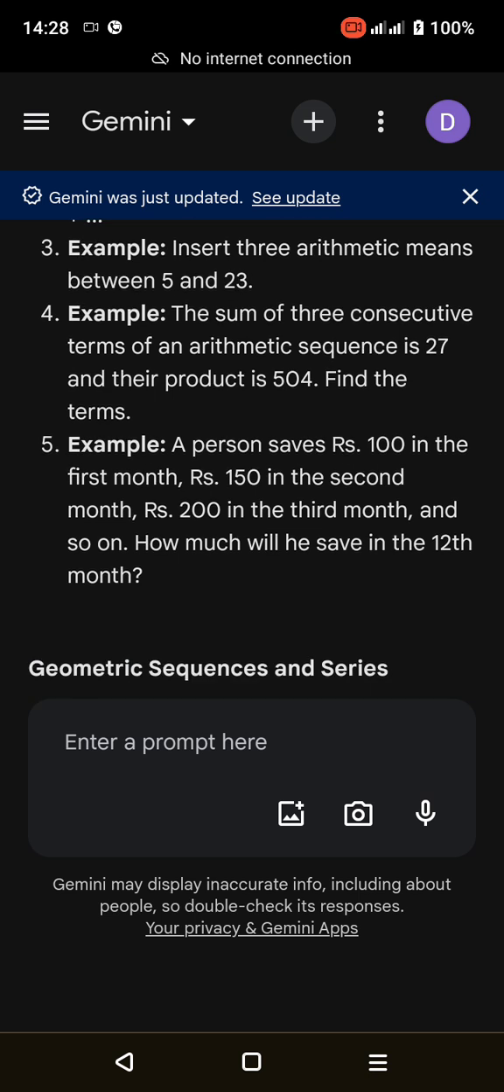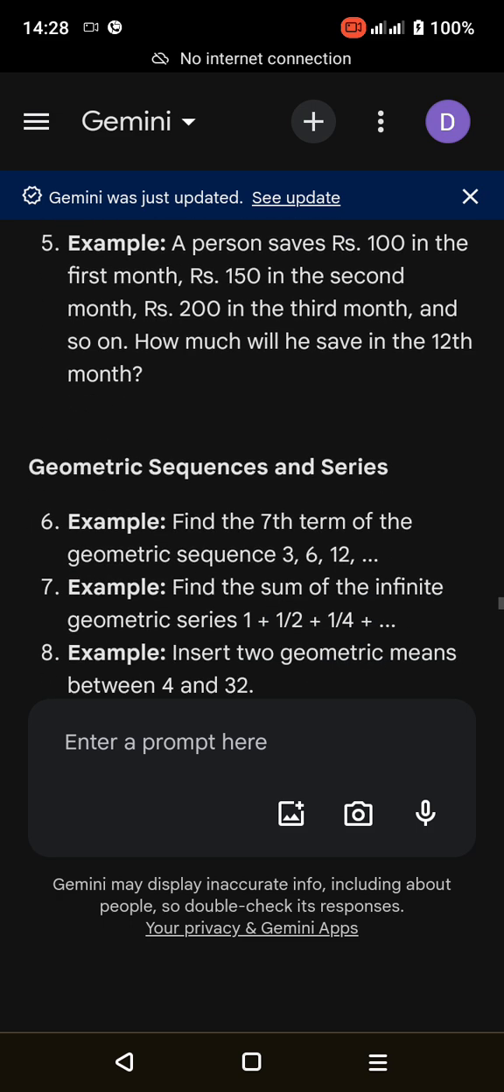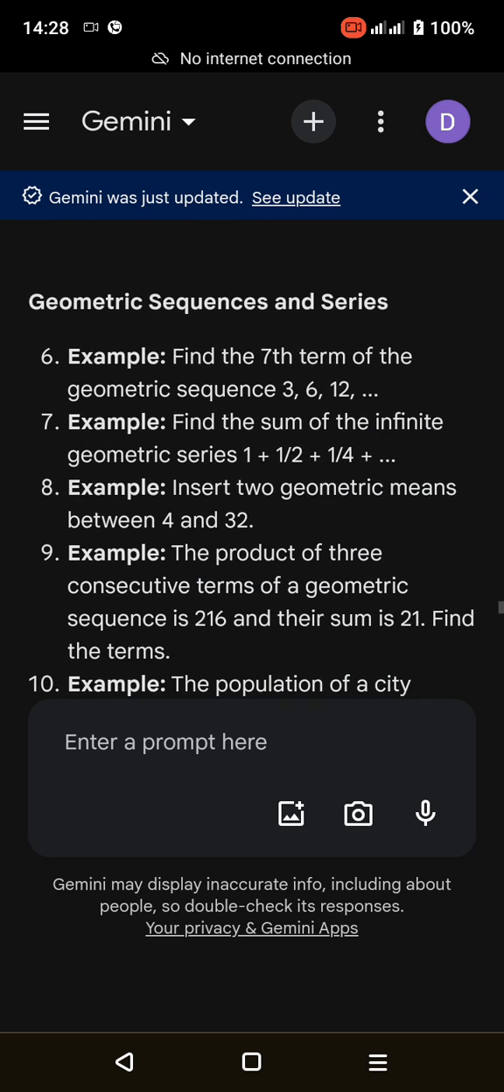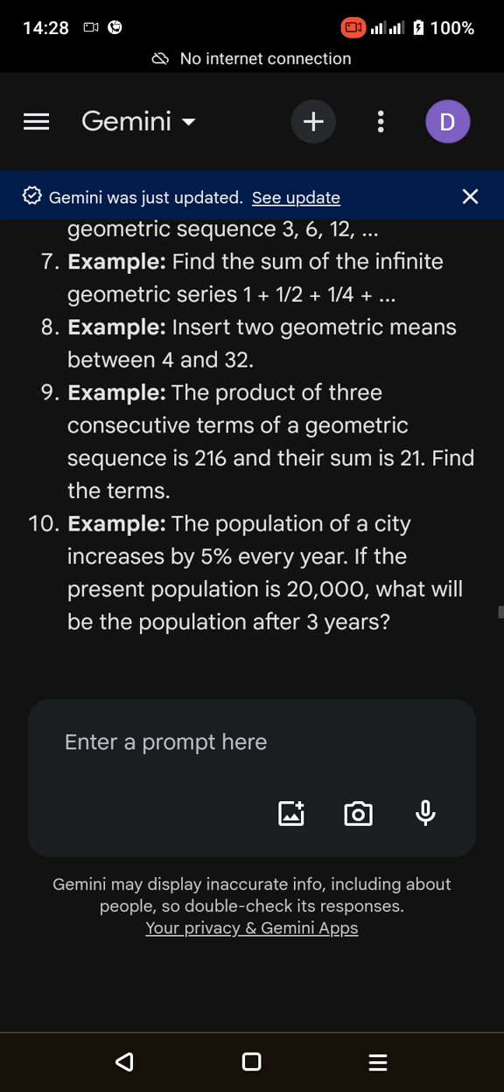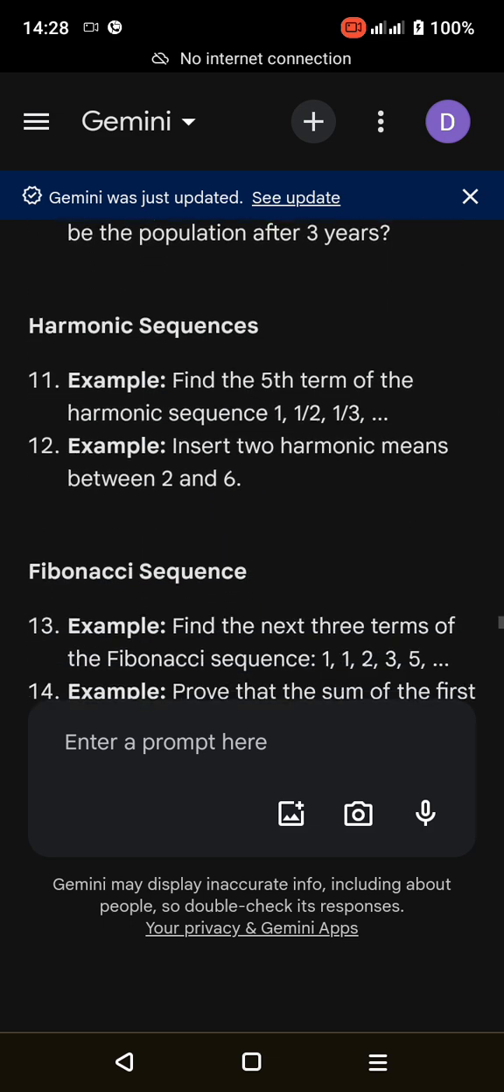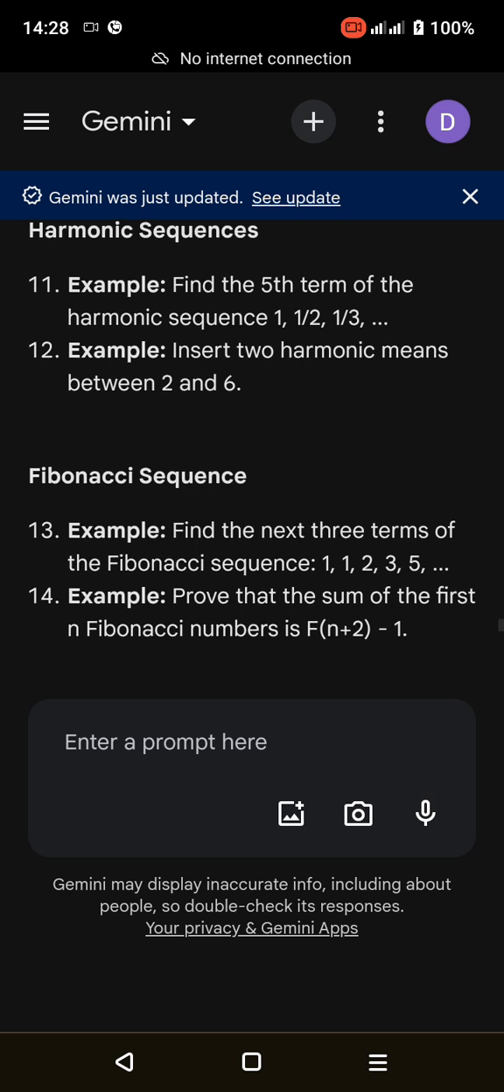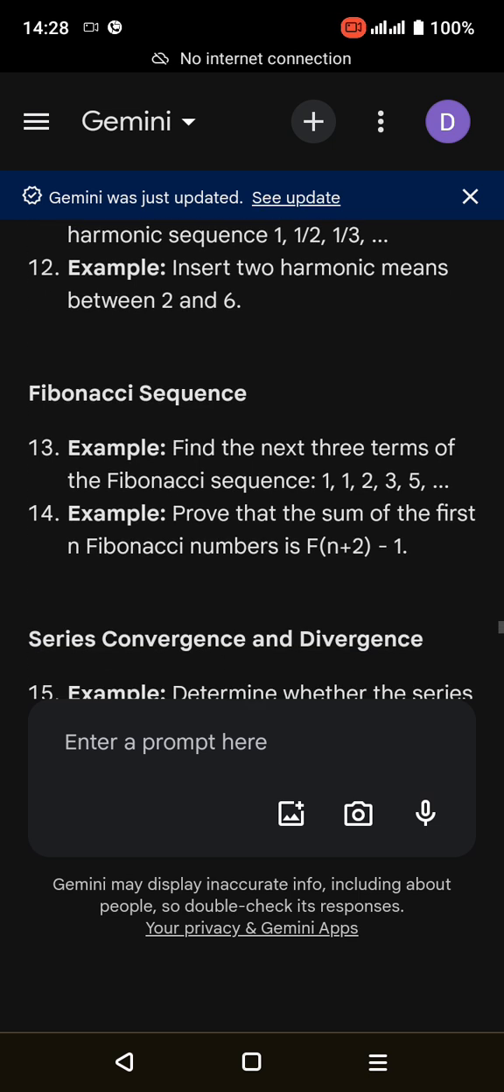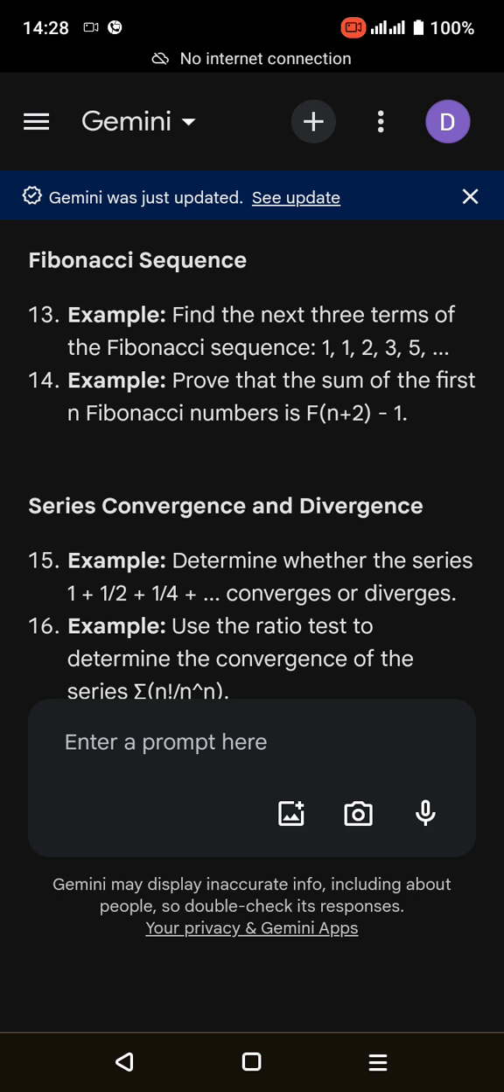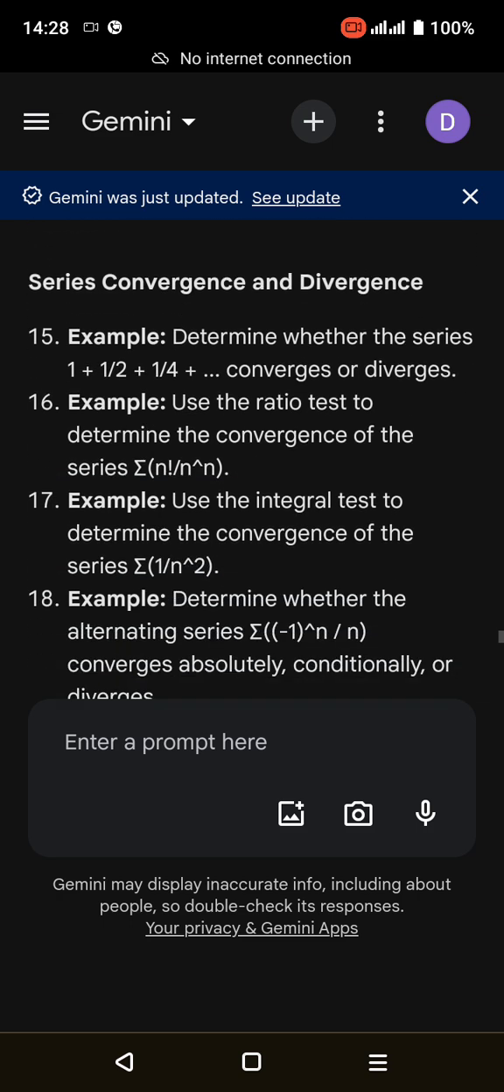Advanced series topics. 61. An absolutely convergent series is a series whose absolute values converge. 62. A conditionally convergent series is a series that converges but whose absolute values diverge. 63. The ratio test is often used to determine the convergence of a power series.